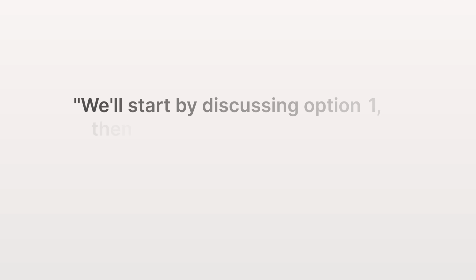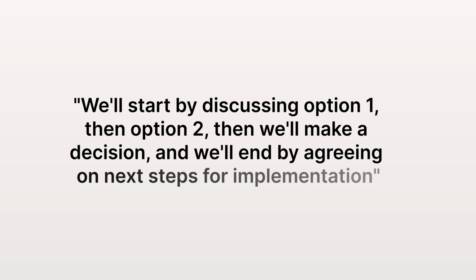So to build a structure, you start with the goal or the outcome that we spoke about in the beginning, and then you think backwards through what needs to be covered in the meeting to achieve that outcome. Each of those things basically becomes an agenda item. Now, in most cases, all you need to do is briefly share the 3 or 4 things that need to be covered in the meeting, really informal. It could be as simple as, we'll start by discussing option 1, then option 2, then we'll make a decision, and we'll end by agreeing on next steps for implementation.